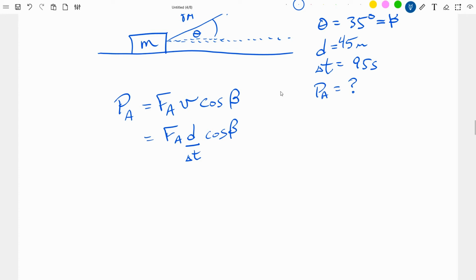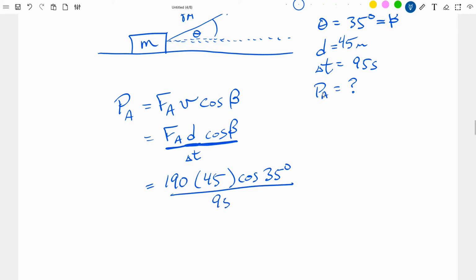By the way, a quick little math thing here. I wrote it this way just visually because I wanted you to understand, distance divided by time is the speed. But mathematically, you could extend that. It makes no difference at all. So I'll just do it that way because it looks more conventional this way, I guess. That's why I'm going to do it. Putting the numbers in, the applied force was 190. The distance moved was 45. Okay, the cosine of the angle was 35 degrees, all of which is over the timing of 95 seconds.